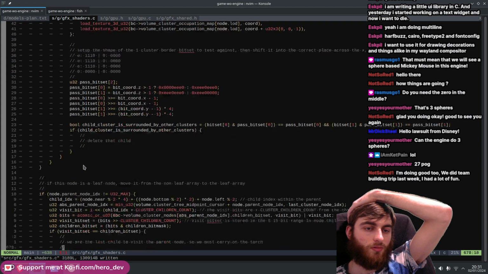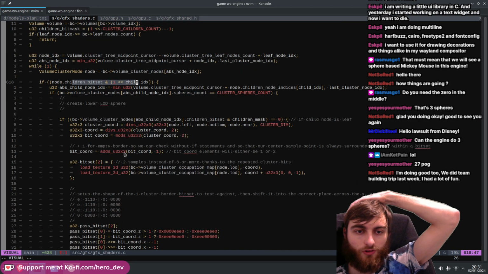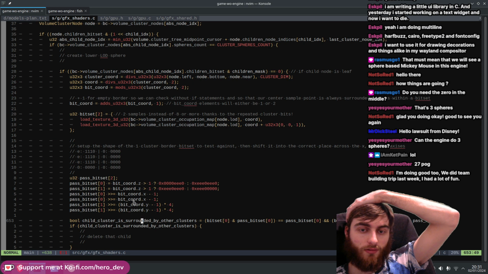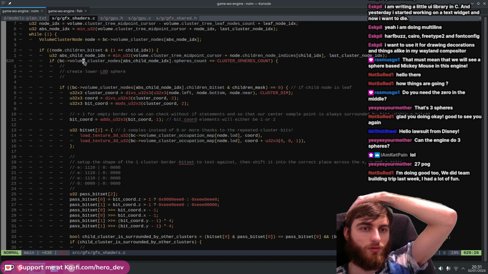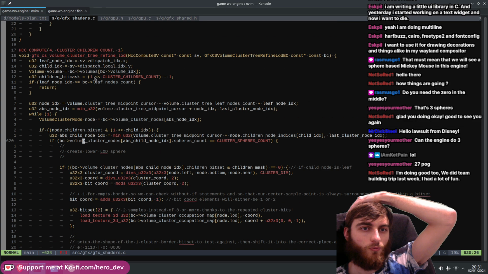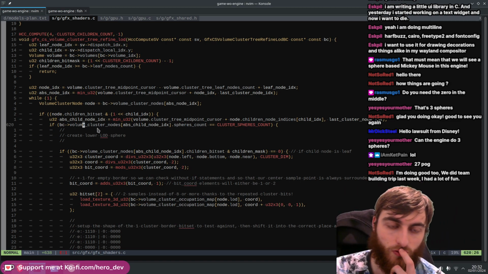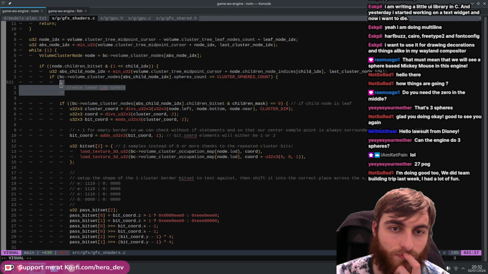So then we go back up to here and go again, and then check all the children, and if the cluster has a full set of spheres for this child. Yeah, I think I'm doing something wrong here. This is meant to do two things.